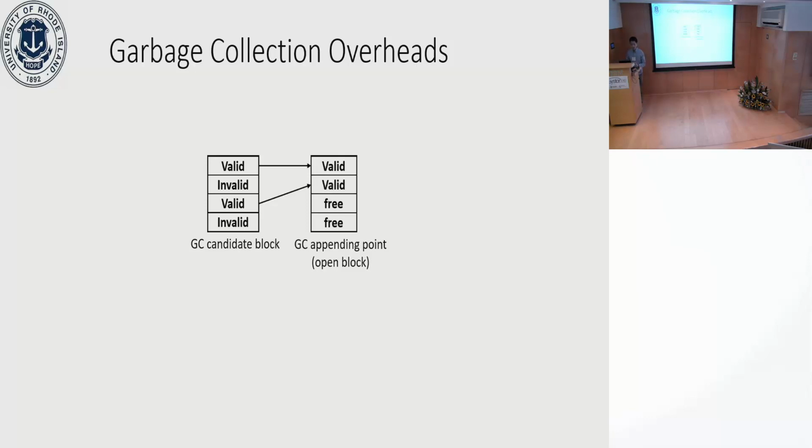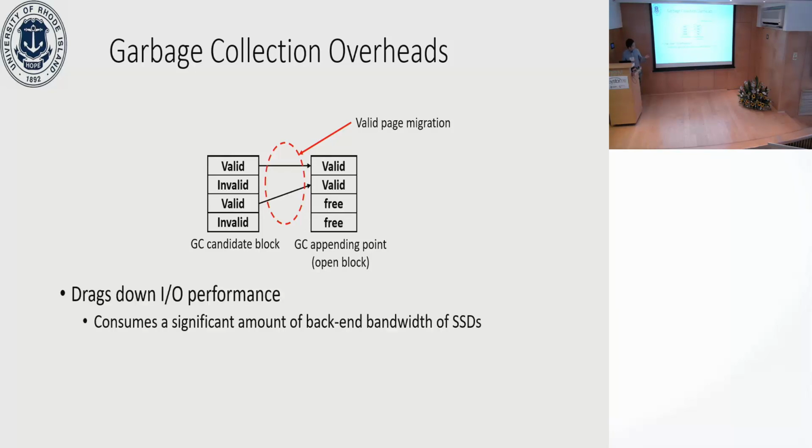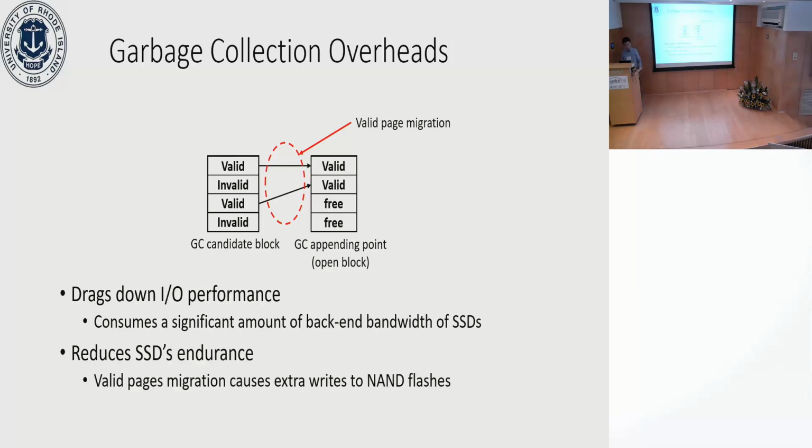named garbage collection. Due to NAND flash characteristics, a flash block needs to be erased before we can rewrite data on it. So garbage collection is triggered to move valid pages in the erase candidate block to other blocks before erasure. This valid data migration is also known as write amplification. Garbage collection and write amplification drive down I/O performance and also reduce SSD endurance because of more writes to the NAND flash.